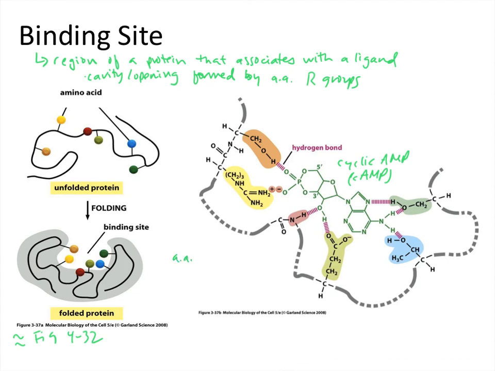So amino acids that are not involved in the shape of the binding site presumably have a role in the scaffold for the overall shape of the protein.